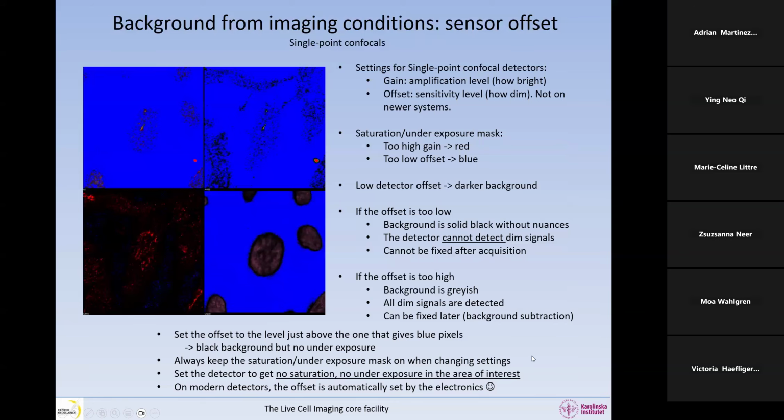And again, on modern detectors, in modern single point confocals, you do not have this offset because it is calculated automatically by the electronics, so you don't need to bother anymore. But for people who have a little bit older systems, you know that you have offset and gain, and this is the way to set your offset so that you have no blue in the background.